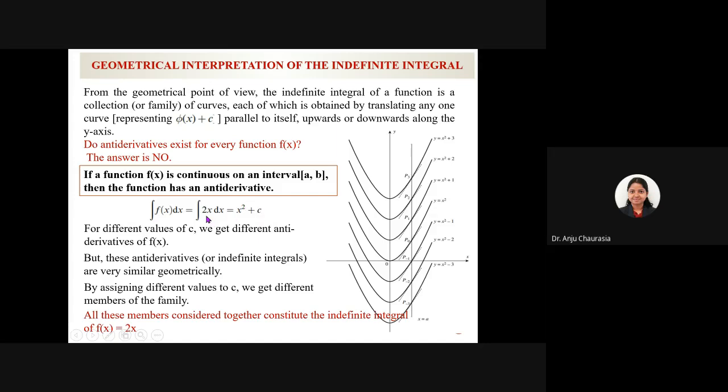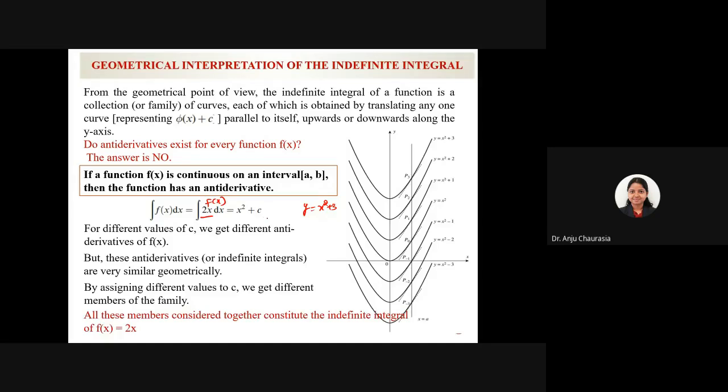So what we can see for different values of c. Students, again notice this is fx. We have found this. So for different values of c, suppose y is equal to x square plus 3. This is a curve, c value is 3 here. C value is 2 here, so this is a curve. C value is plus 1, this is a curve. C value is minus 3, so this is a curve.